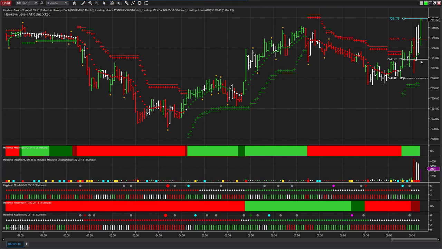This is the Hawkeye level on the screen. I'll go ahead and click to turn it off and then lock it. But you use that to help you to manage the trade once it's been placed. So the next tool is Hawkeye volume.